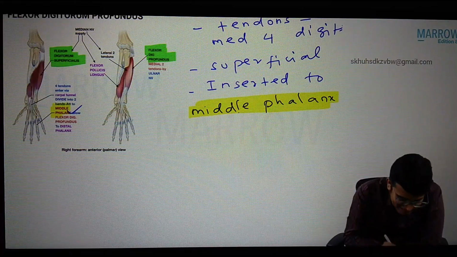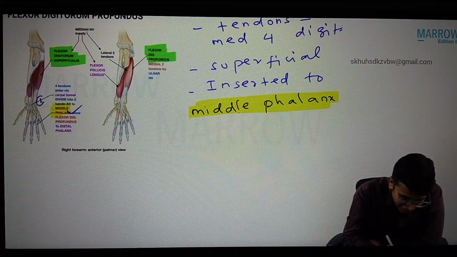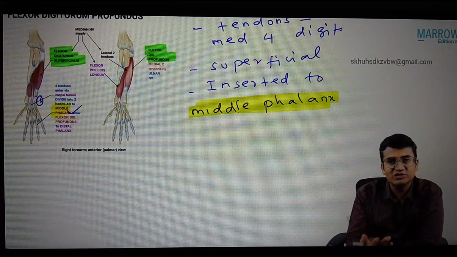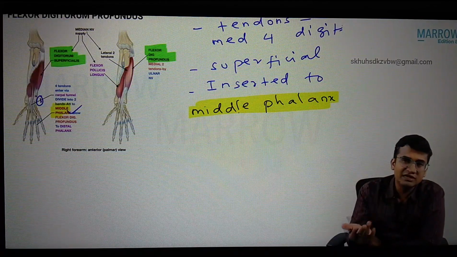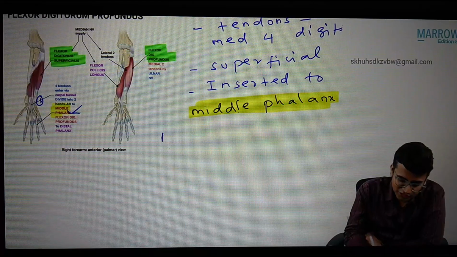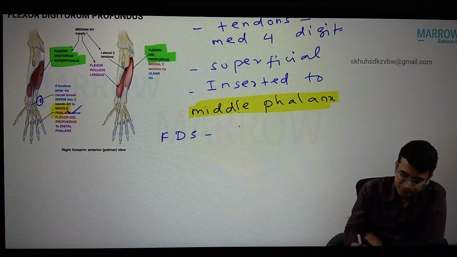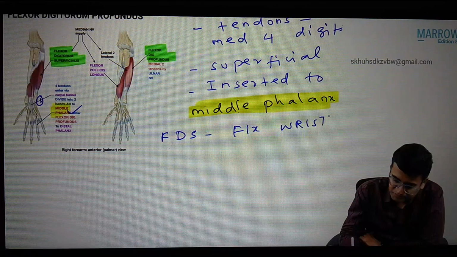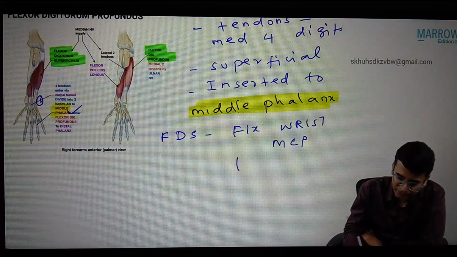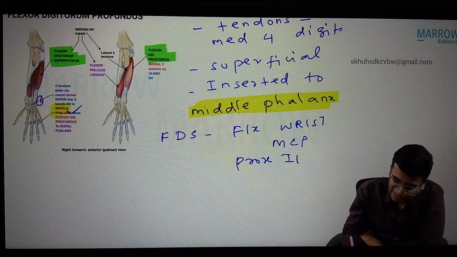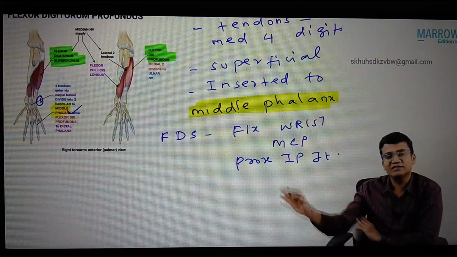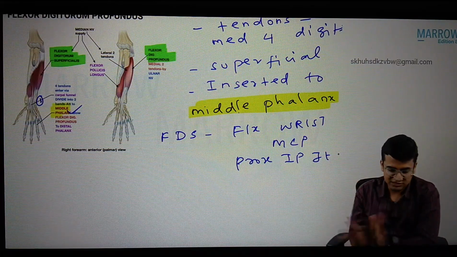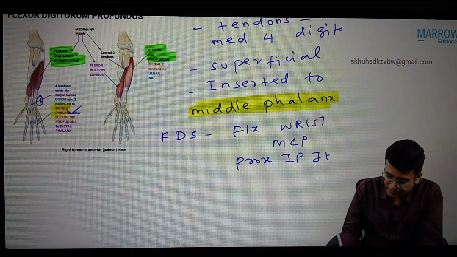Now FDS crosses the wrist joint in the front side. It crosses the metacarpophalangeal joint in the front side and the proximal interphalangeal joint in the front side. So the FDS muscle action: it flexes the wrist joint, metacarpophalangeal joint and proximal interphalangeal joint. It is flexing all these joints, and finally is attached to the middle phalanx. This is about the FDS muscle.